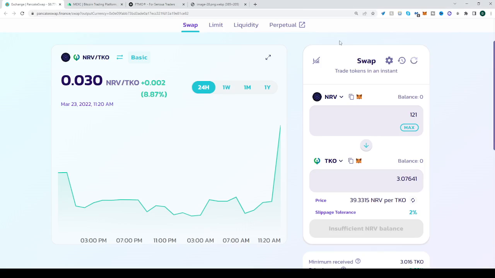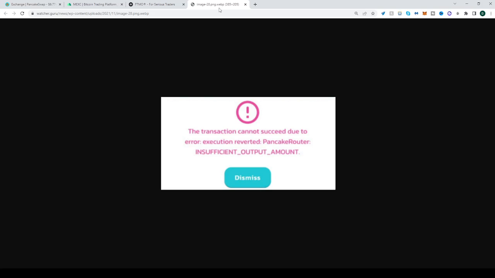In it, I'll be showing you how to fix the following error. The transaction cannot succeed due to error, execution is reverted, PancakeSwap router, insufficient output amount.